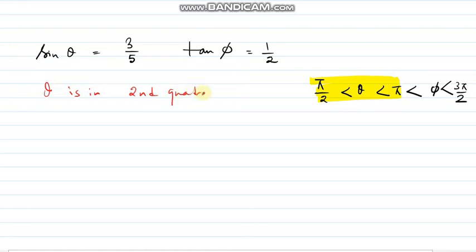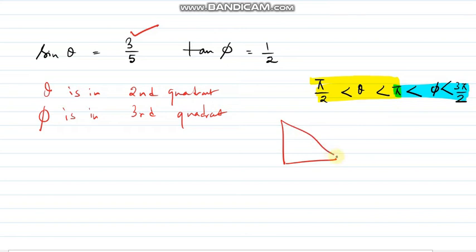That's the first conclusion. Next, if I take this part, phi is in between pi and 3 pi by 2. From that can we write that phi is in third quadrant? Correct? So sin theta is 3 divided by 5.